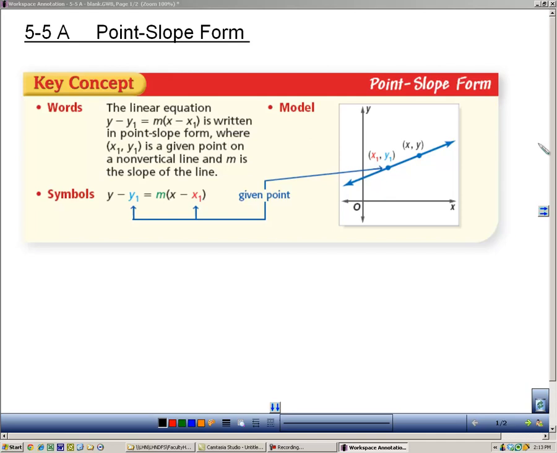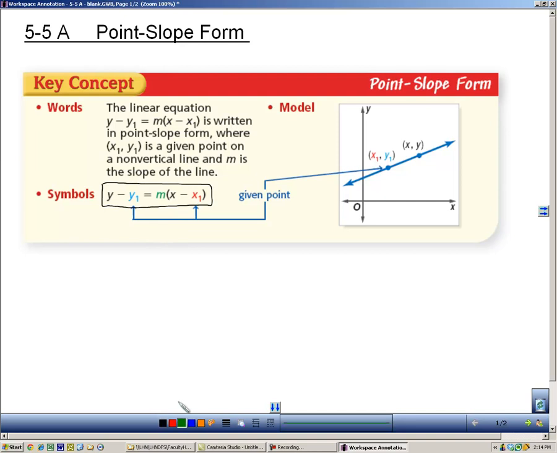Section 5.5a is about the point slope form. This is another form that you can write linear equations in, and it involves you having a point and a slope. That's why it's called the point slope form. Here's what it looks like. y minus y sub 1 equals m times x minus x sub 1.